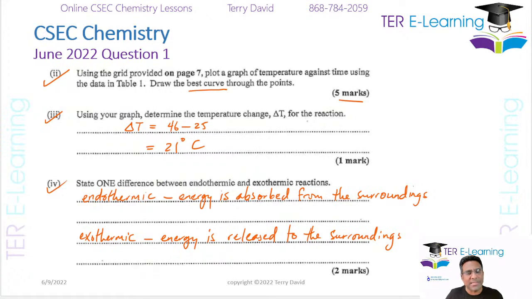Another comparison that you can make has to do with the energy content of the products and the reactants. In an endothermic reaction, the energy content of the products is greater than the energy content of the reactants. That's another possibility we can see. And for an exothermic reaction, the energy content of the products is less than the reactants.